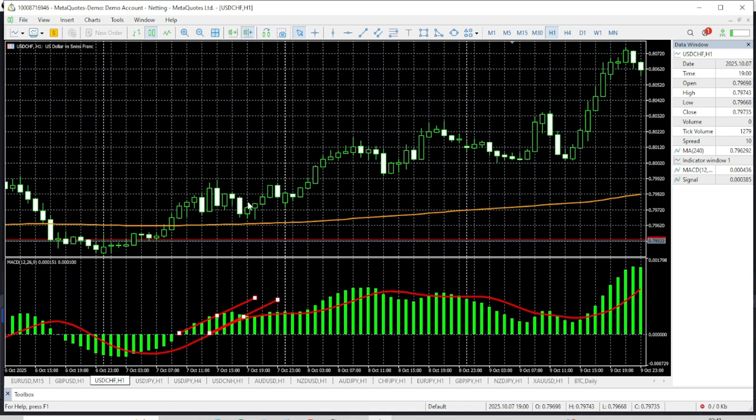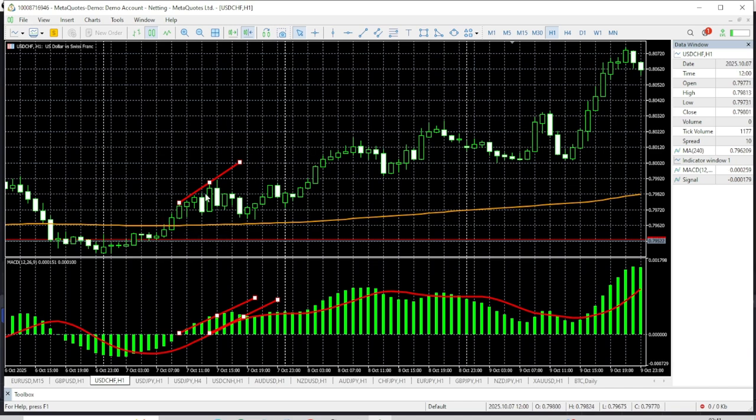Number one, the trend is bullish. That means the bullish trend is above EMA 240. As we have here, this is above 240. From here, it begins from this candlestick that refused to touch the EMA 240. So that is number one.